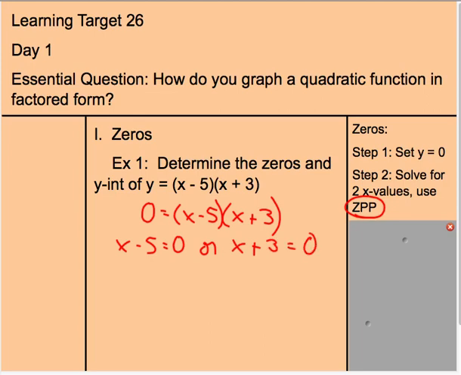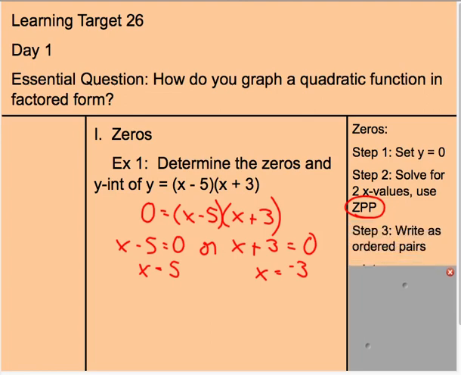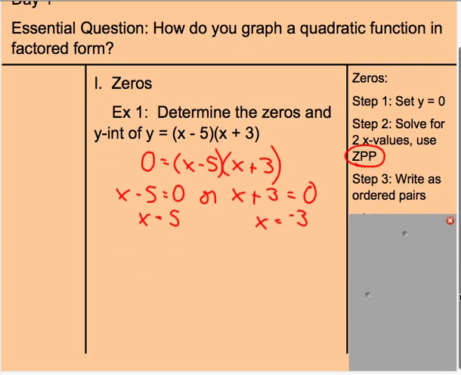Solving each of these equations, adding 5 to both sides, and subtracting 3 from both sides, I get my two x-intercepts, which I will now write as ordered pairs. So remember, in the ordered pair, the x value comes first, the y value is second. We started by replacing y with 0. So these are our two x-intercepts, or the two zeros of our function.